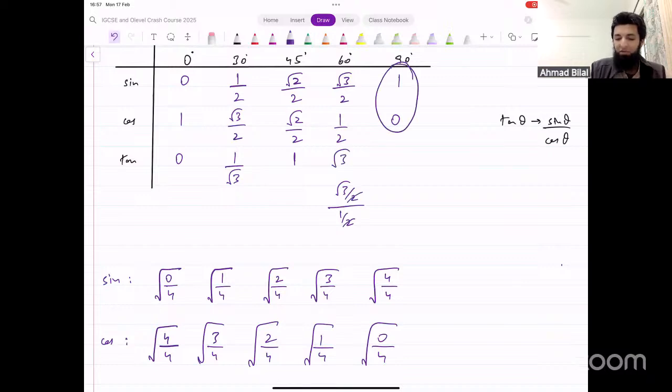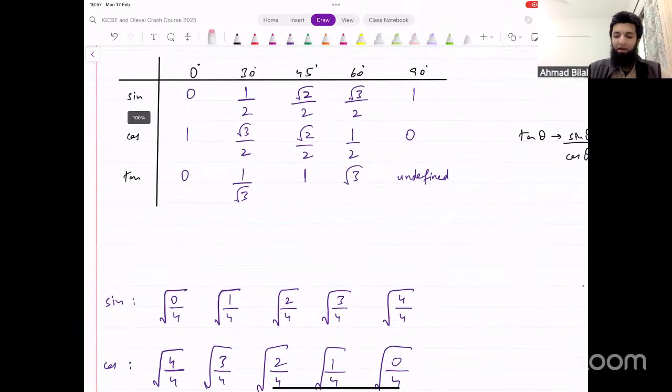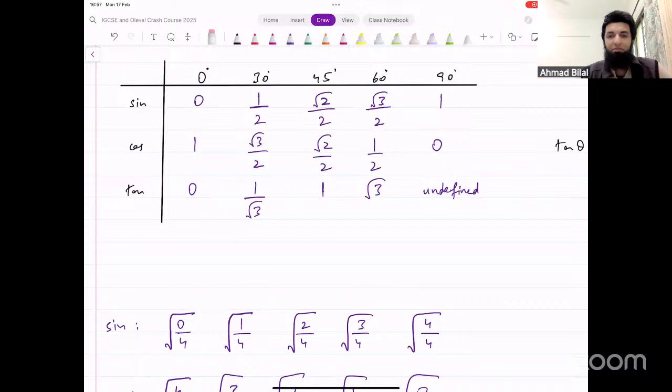1 over 0, that's undefined. You cannot divide by 0. This is not possible. These are all the values of sine, cos, tan that you need to remember. 0, 30, 45, 60, and 90. Okay? You will need to memorize these values.